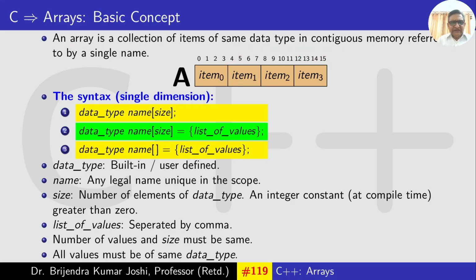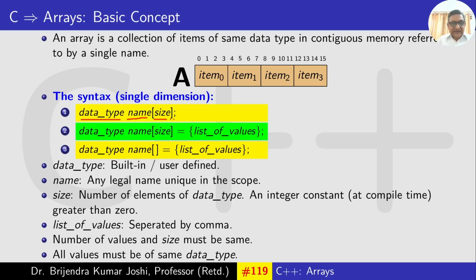Now let us see the syntax, how to declare and initialize an array. So the first requirement is the data type. What is the data type of the array to be declared? Then its name, then opening square bracket, size, closing square bracket, and semicolon. So values are not assigned.